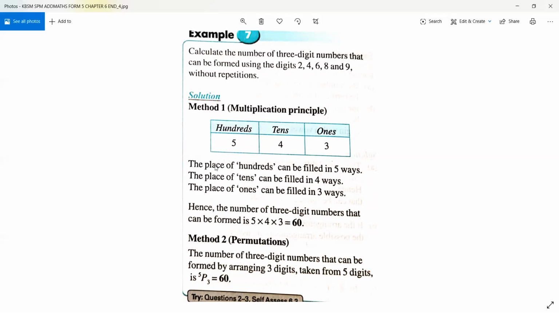So the hundreds place can be filled in 5 ways, the tens in 4 ways, and the ones in 3 ways. So the number of 3-digit numbers that can be formed is 5 times 4 times 3. The answer is 60. How about using method 2, permutation? The number of 3-digit numbers is found by arranging 3 digits taken from 5 digits. So it's 5P3, and the answer is 60.